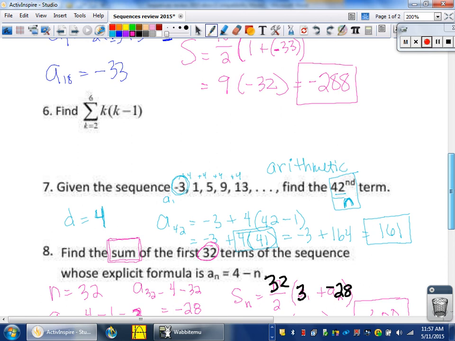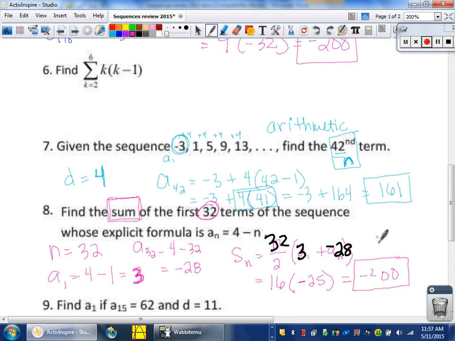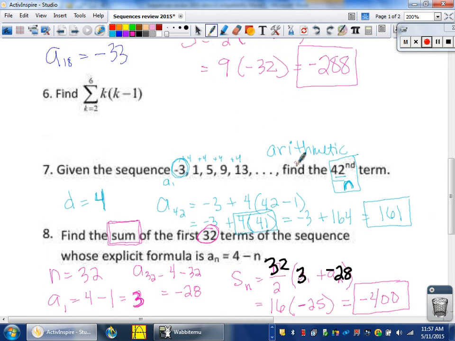Oh, wait. Let's not skip number 6. Lo siento mucho. I went right over number 6. This is your summation formula, or summation notation. It means add up all these terms. So we want to find, starting at term number 2, up to term number 6.